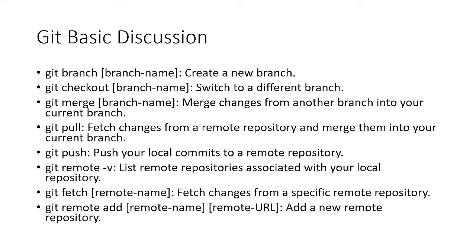Only if you merge the branch, you will get it. So to create a new branch, we have git branch, branch name. Next one, git checkout branch name, switch to a different branch. If you have not created a branch and you directly give it like this, if the branch does not exist, it will create a new branch and switch to it also. So that is also possible with the checkout.